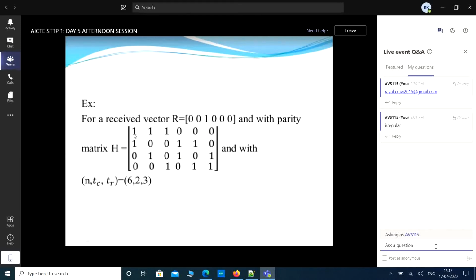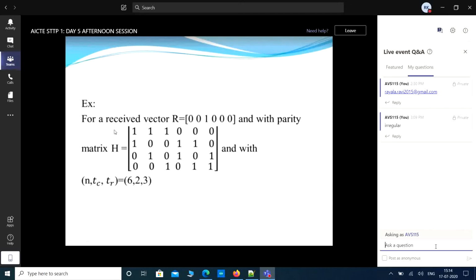If the binary bit is 1, it means there is a connection between the variable node and the check node. If it is 0, it means there is no connection between the variable node and the check node. A binary bit 1 in the parity check matrix means there is a connection between variable node and check node, and check node and variable node. And 0 means there is no connection only. So in the given parity check matrix, these are C naught, C1, C2, C3, and S naught, S1, S2, S3, S4 and S5.